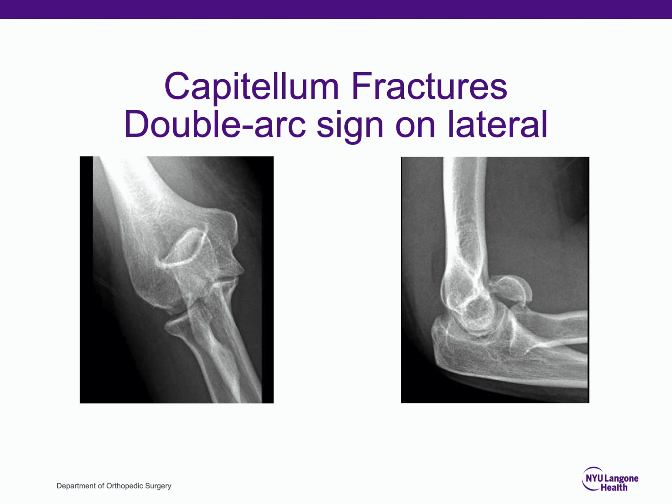Capitulum fractures are unique in that they are missed on an AP view. On the lateral view, you can see the double arc sign, which lets you identify it. These require a lateral approach.